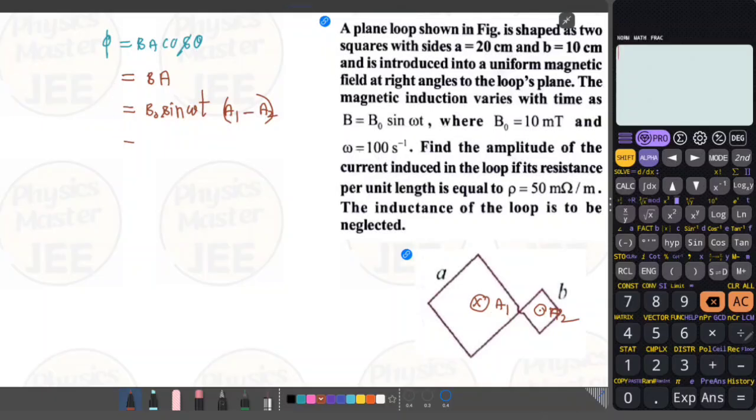Still we are calculating the flux only, which can be written as A times B naught into sine omega t. So what is A1 here? A1 is nothing but 20. It is a square loop.